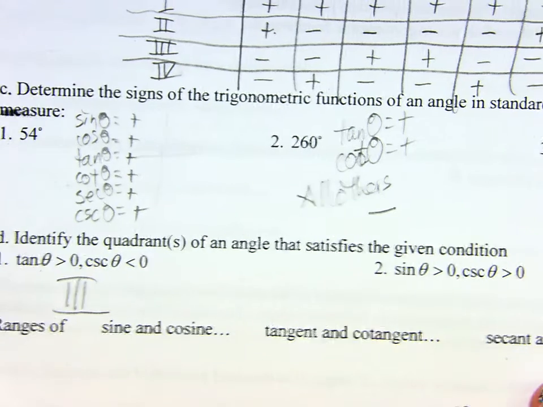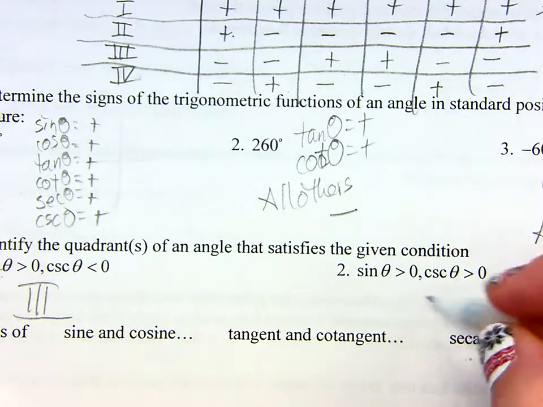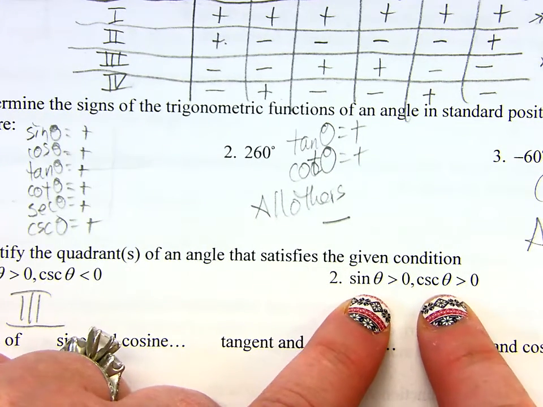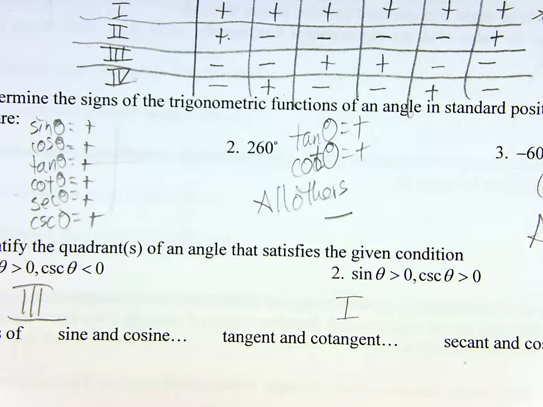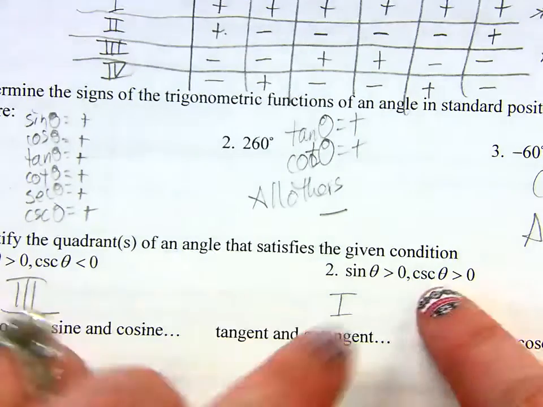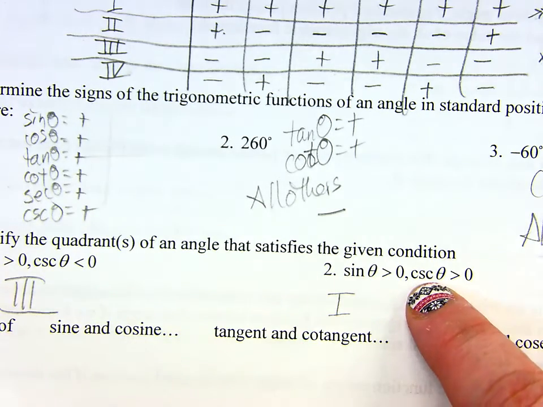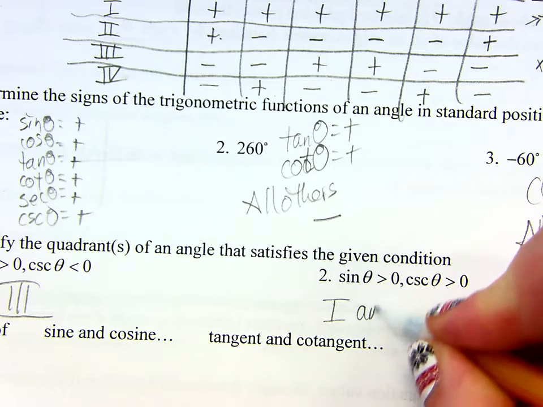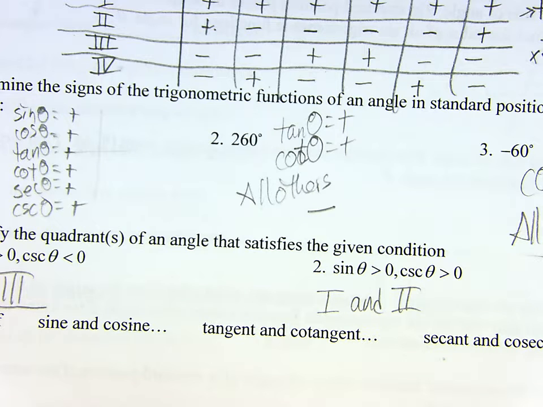Who's got an answer for the second one? Erica? I got the first quadrant and the second one. First and second. Well, let's see. First, I want both of them to be positive, so I can definitely be in the first quadrant, right? She says we can also be in the second quadrant. Do you agree? I do, because these are reciprocals of each other. So wherever sine's positive, so will cosecant be. So that also happens in the second quadrant. So I've got them both. Good. Is everybody okay so far? I know it's some weird stuff, but.